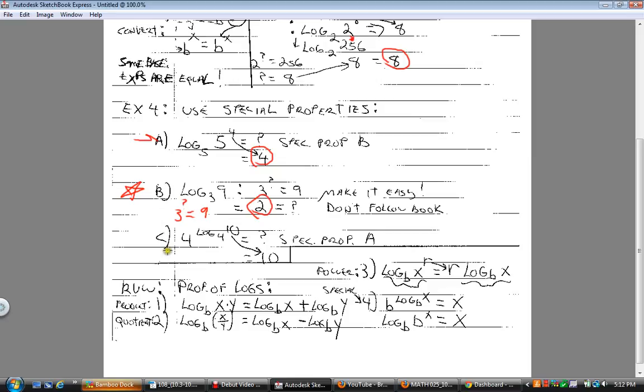Next one, 4C. Here we go. We've got, looks like this is special property A. 4 raised to the exponent, and these kind of catch you because you see the log up in the exponent. Log base 4, I see the same number there. Result 10. Just drop the result down, and that's all you have to do.